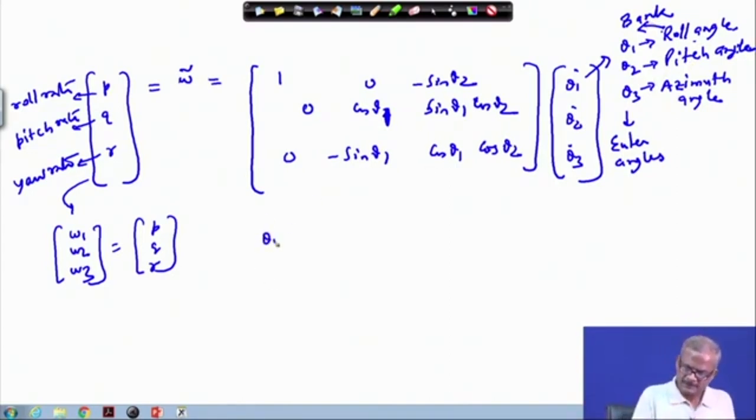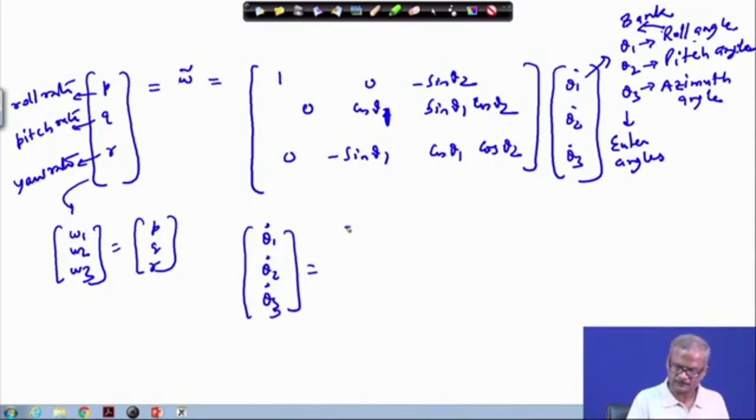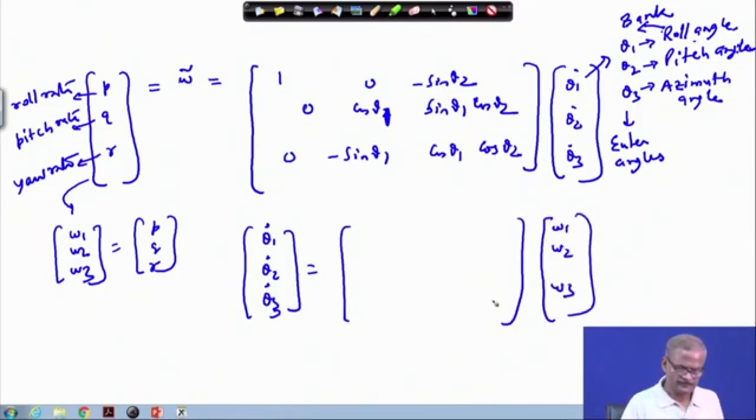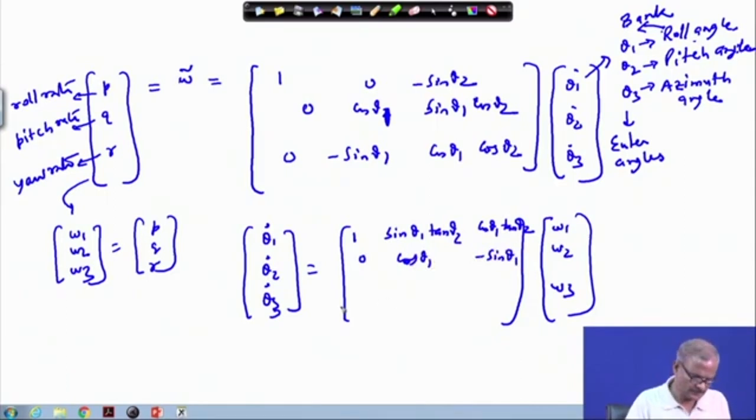And if we invert this, from here we can get theta 1 dot, theta 2 dot, theta 3 dot in terms of omega 1, omega 2, omega 3. This inversion is left to you to do yourself. In the future again we are going to deal with these equations: cos theta 1 times tan theta 2, and 0 cos theta 1 minus sin theta 1, 0, sec theta 2 times cos theta 1 times sec theta 2.